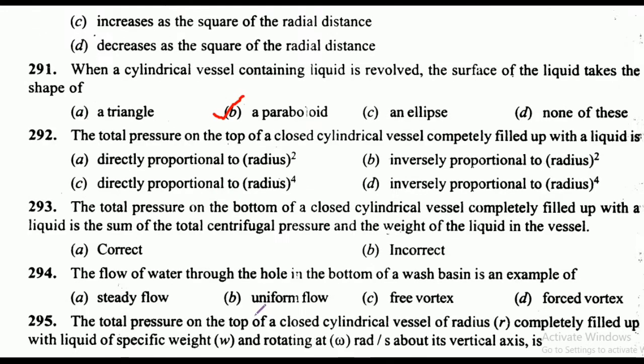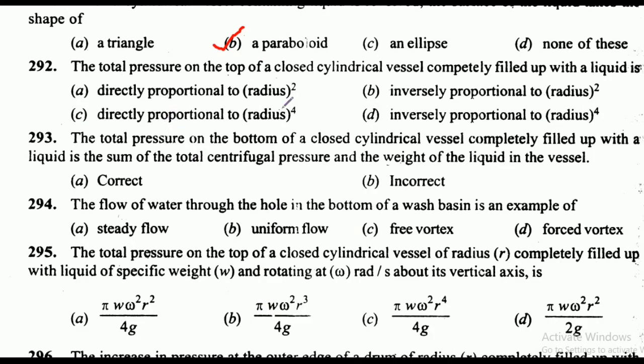Next is, the total pressure on the top of a closed cylindrical vessel completely filled up with a liquid is. Here friends, these are the options and here the correct answer is option C, that is directly proportional to radius raised to 4.